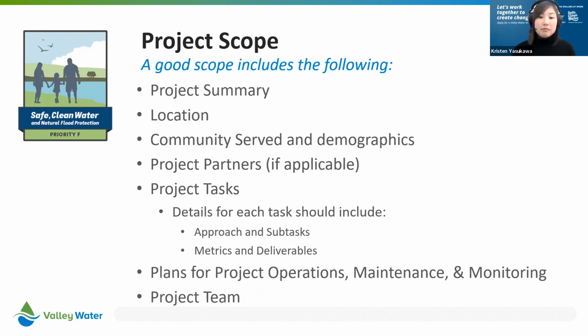And then also the community served and demographics. So for example, if you have a visitors center or you're hosting a program at a certain location, like for example, Children's Discovery Museum, but you're bringing students in from other areas of the county, then where those students come from would be considered the community served in that case of that project, even though there's a separate location. So that's how we differentiate the location versus the community served.